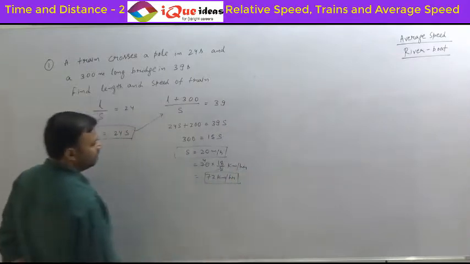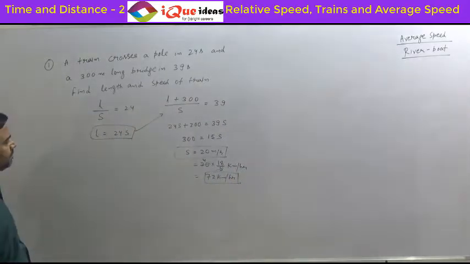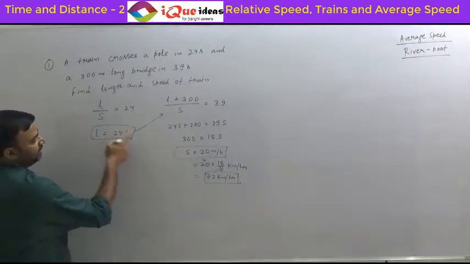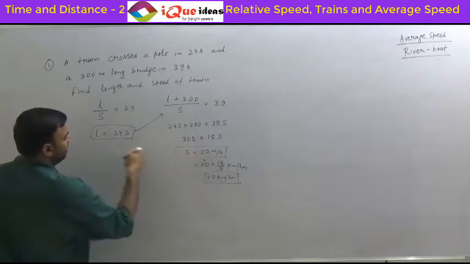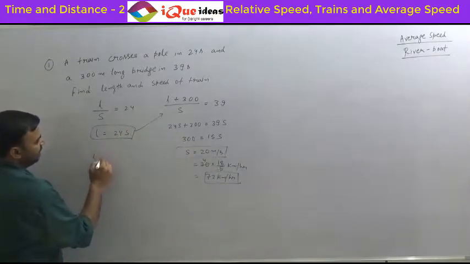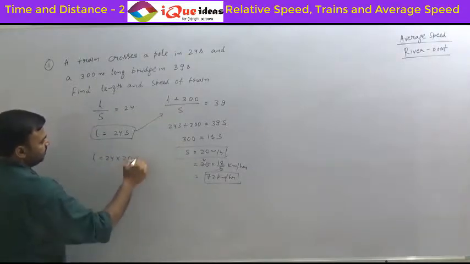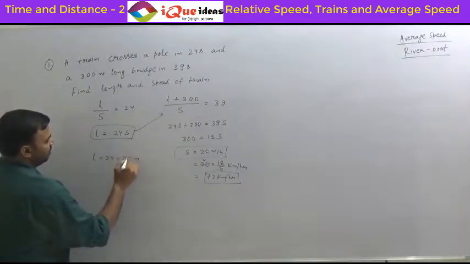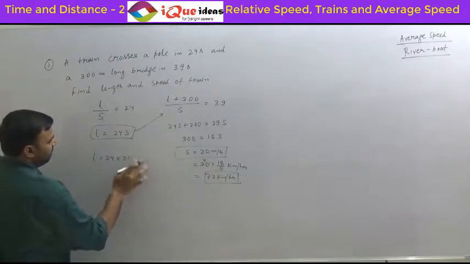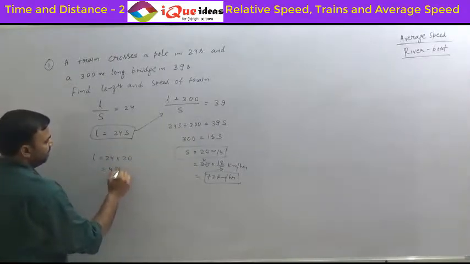Alright. So this is the speed of the train. To find the length of the train, you have already found the value of S in meters per second here. Put it here. So you get the length of the train as 24 into 20 meters per second, which gives us 24 into 20, that is 480 meters.